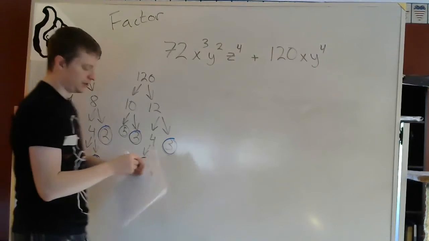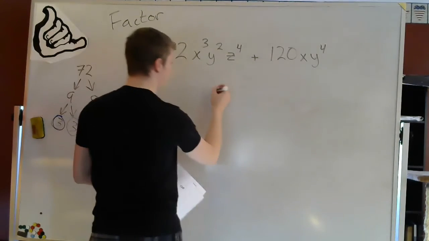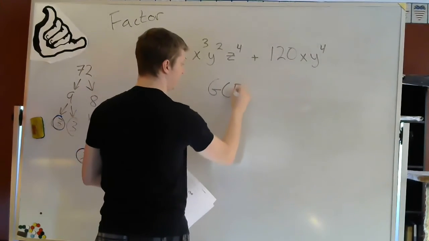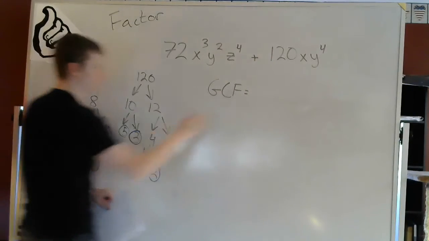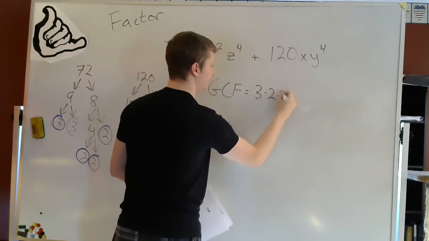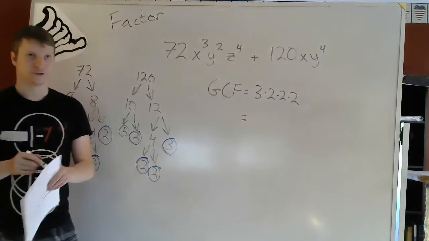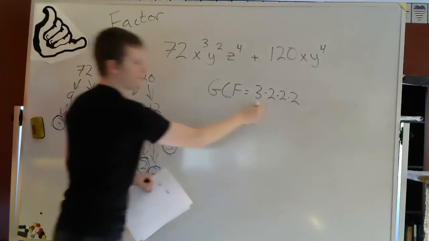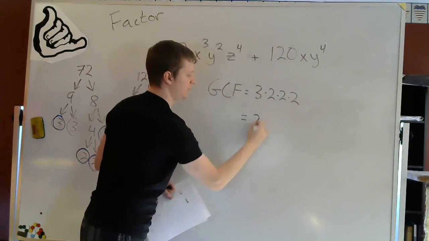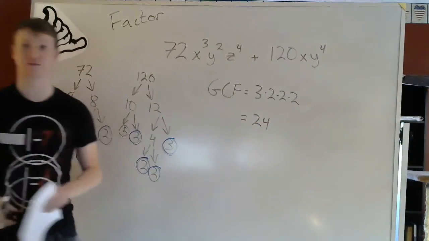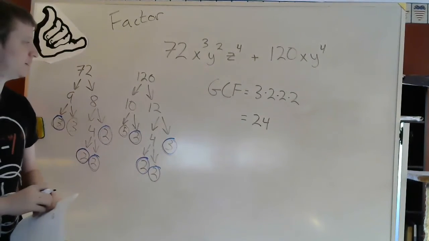So it looks to me like the GCF, the biggest factor of both of these numbers, just the number part, mind you, is going to be 3 times 2 times 2 times 2. 3 times 2 is 6. 6 times 2 is 12. 12 times 2 is 24. So 24 is the biggest number that goes into both of those, 72 and 120, evenly.